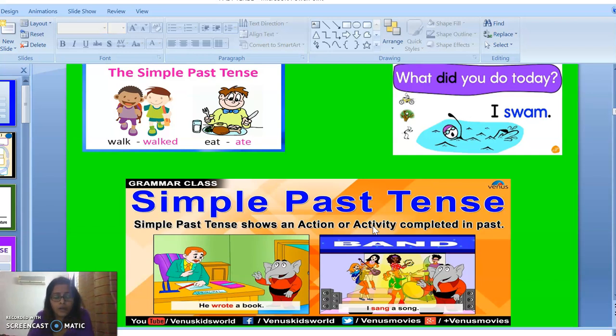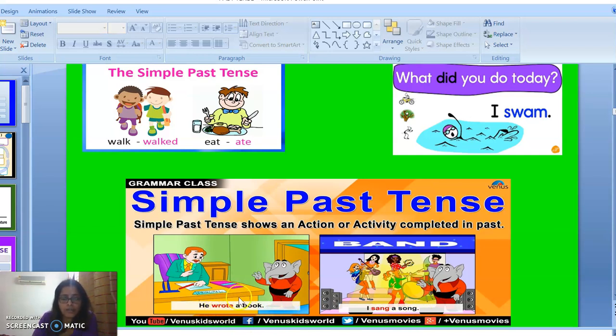So here, look at the examples. Simple past tense: He wrote a book. I sang a song. So children, you have to keep this in mind, the formation of the simple past tense. When you are making a sentence in simple past tense, the formation is very, very simple. You have to use subject followed by verb 2. Verb 2 is the only verb form which is used in simple past tense, right? So he wrote a book. I sang a song.